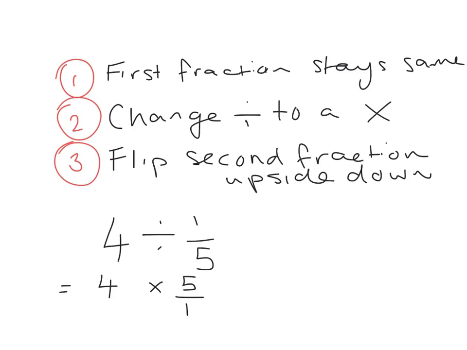20. I've sort of run it... no, I can put it here. Equals 20 and... Oh, what's my denominator? 1. That's the end, isn't it? That's it. We're done. So 4 times 5 is 20. So 4 divided by 1/5 is equal to 20.